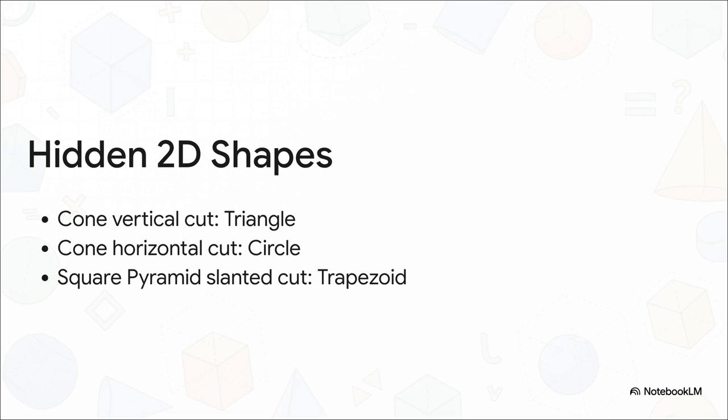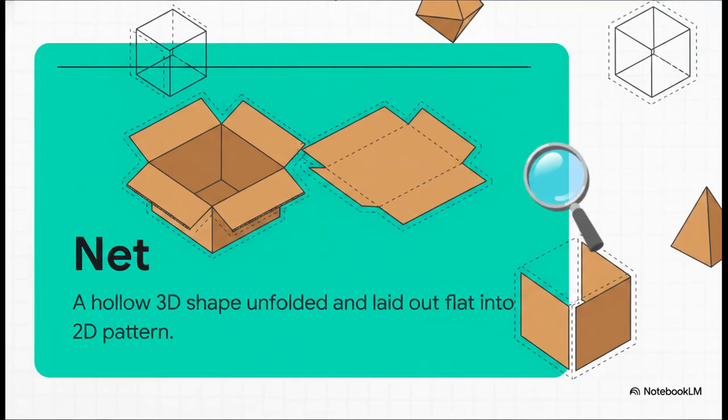A straight vertical cut down a cone, that reveals a hidden triangle. Slice it horizontally and you get a circle. But what if you make a slanted diagonal cut through a square pyramid? You get a trapezoid. It's like this geometric magic trick happening right inside the shapes, just waiting for the right perspective to be revealed. Now let's move to our final concept of deconstruction.